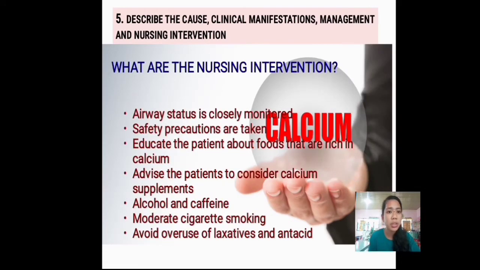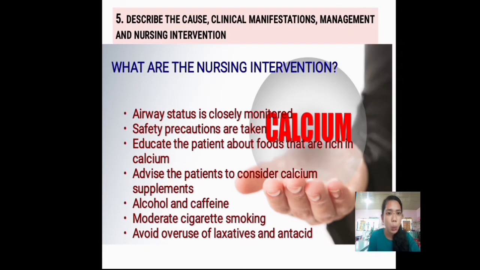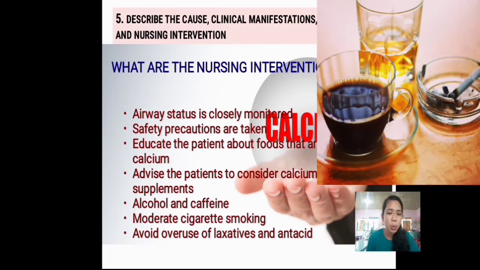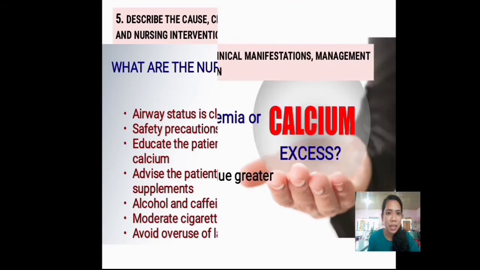So what are the nursing interventions we can do? We need to monitor the airway status of the patient. We need to take safety precautions. We need to educate the patient about the foods that are rich in calcium. Then we need to advise the patient to consider calcium supplements, and have the patient avoid alcohol or caffeine, and also avoid moderate cigarette smoking. We also need to have the patient avoid overuse of lactacid and antacid.